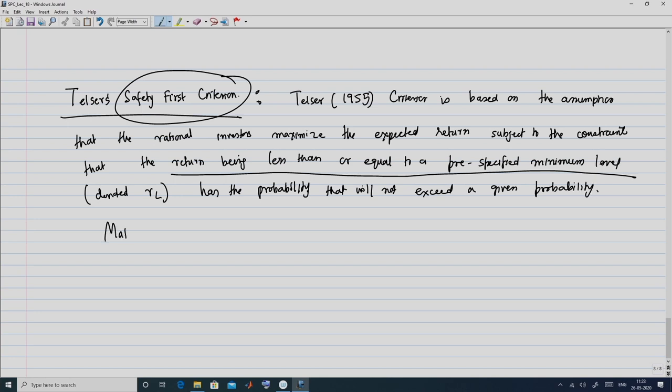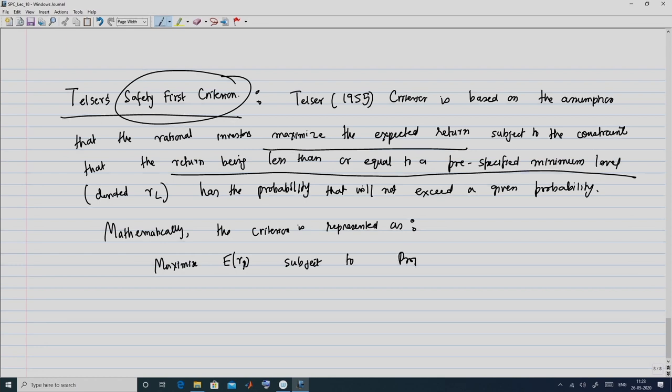So mathematically, how do I present this? The criteria is represented as: maximize E of RP. Now, what do we want? We want to maximize the expected return, subject to the condition that the probability that the return RP of the portfolio being less than or equal to RL, this probability, does not exceed some predefined given probability alpha.